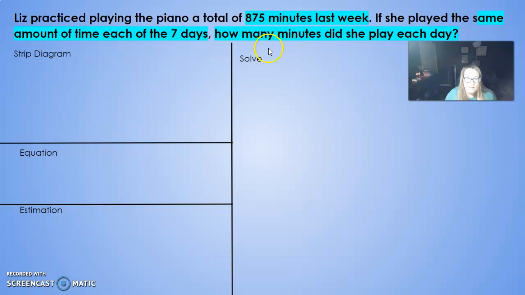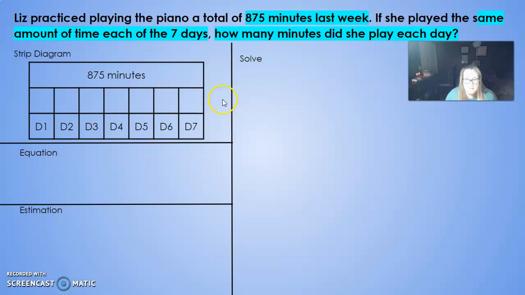The next thing we're going to do is we're going to draw our strip diagram. Remember, our strip diagram is a picture that helps us with what we're trying to do. So let's think about this. Do I know my total? Yeah, I know my total. It says total of 875 minutes last week. And how many days are in a week? That's right, there are 7 days. What am I looking for? I'm trying to figure out how many minutes she played each day.